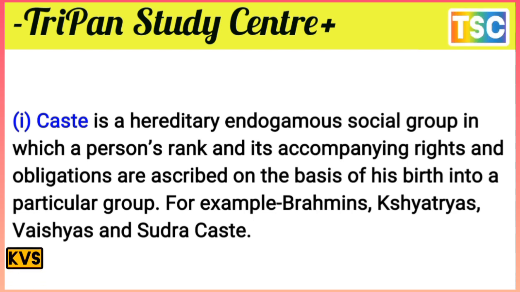The first type here is caste. Caste is the most important. It is an endogamous social group in which a person's rank, and accompanying rights and obligations, are based on birth into the particular group. An example is the most important here: Brahmans, Kshatriyas, Vaishyas, and Shudra castes.